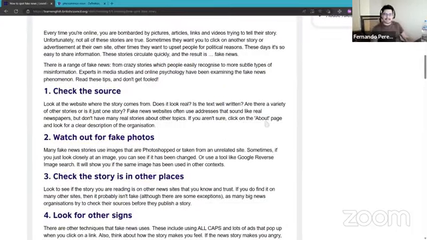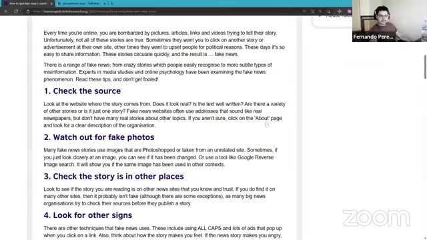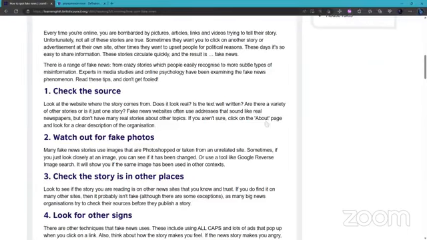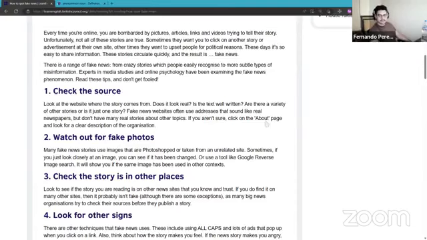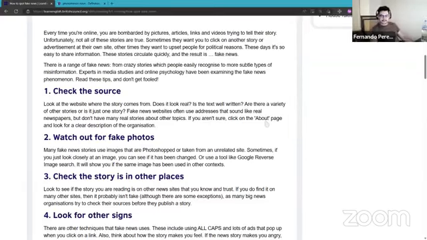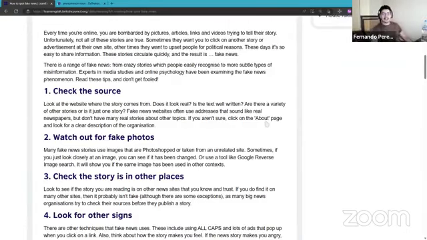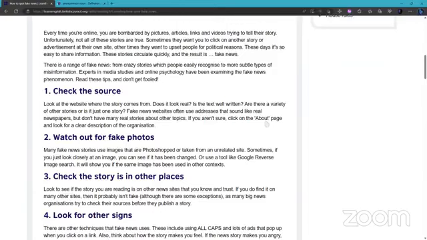How do we avoid it? Point number one: check the source. Look at the website where the story comes from. Does it look real? Is the text well written?